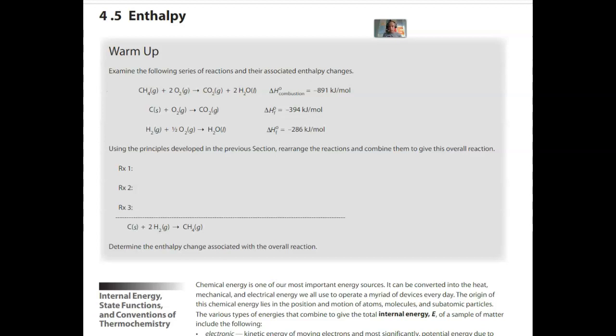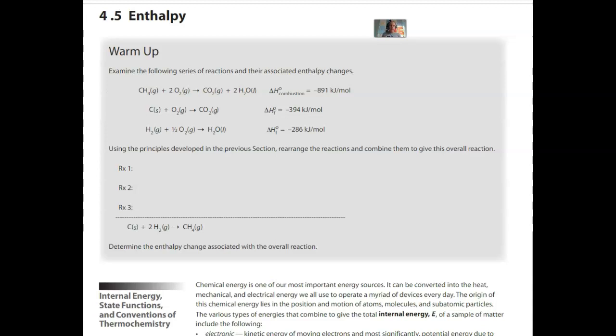Bond energies, that's a theoretical way. Heats of formation, that's a theoretical way. Using Hess's law, you don't know what that is yet, that's a theoretical way. And then using calorimetry, which is an experimental method for finding enthalpies.